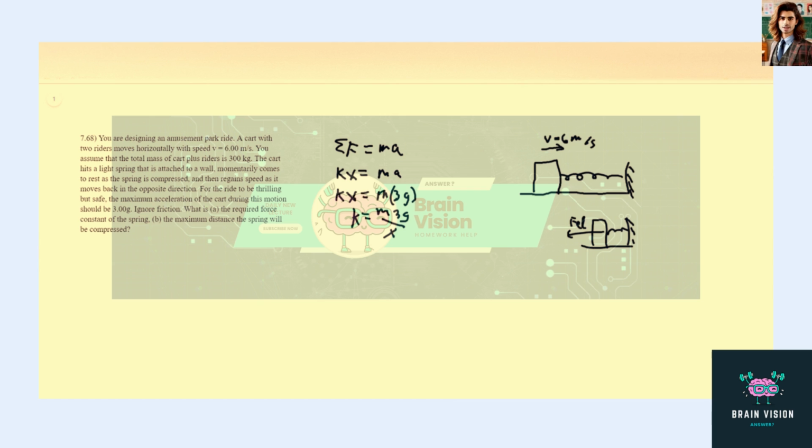What's the maximum distance the spring will be compressed? What we can do is write down our conservation of energy equation. We notice that in the beginning we only have kinetic energy, and at the second point we only have elastic potential energy. So we can write those down: 1/2 times mass times velocity squared is equal to 1/2 k x squared.